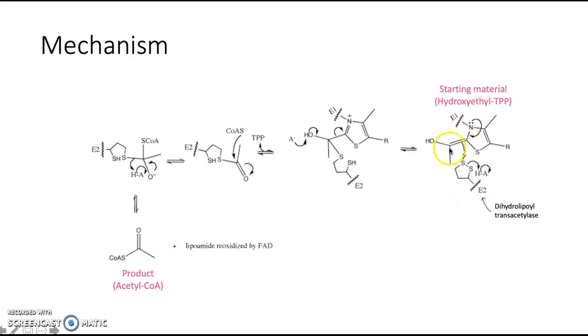So here we have 2 carbons, which we know is called an ethyl, and attached to the end of that is a hydroxy group. And then here is the TPP molecule, and these 2 groups are just connected by this bond, this double bond between them.